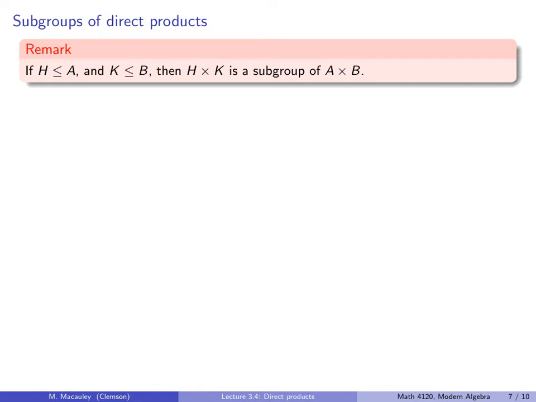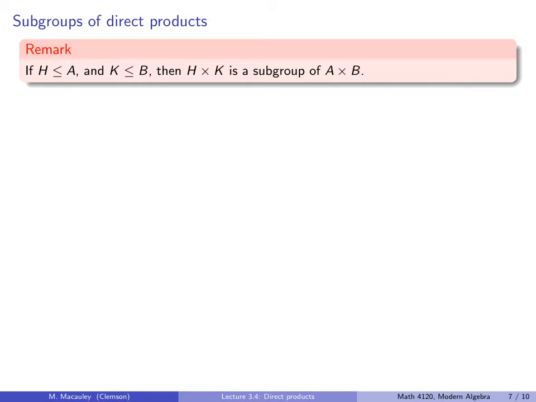Let's make some remarks motivated by that last example. So the first remark is that if we have a subgroup of A, call it H, and a subgroup of B, call it K, and we take the direct product of those subgroups, then that is going to be a subgroup of A cross B, the direct product of A and B. And think about why that's true.